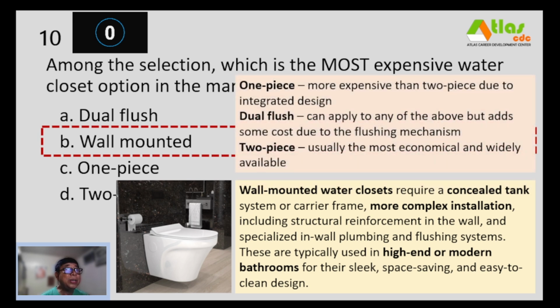One piece is more expensive than two piece due to integrated design. Dual flush can apply to any of the above but adds some cost due to the flushing mechanism. And two-piece is usually the most economical and widely available.